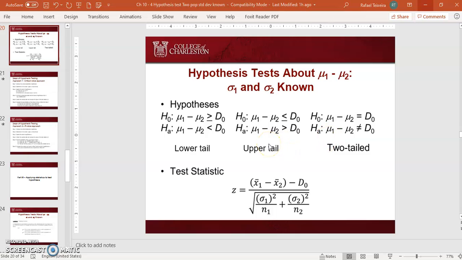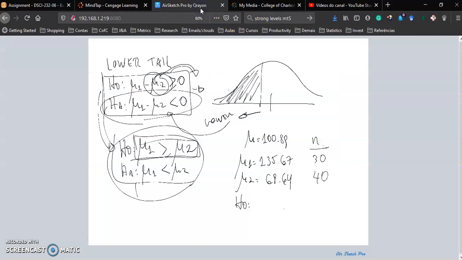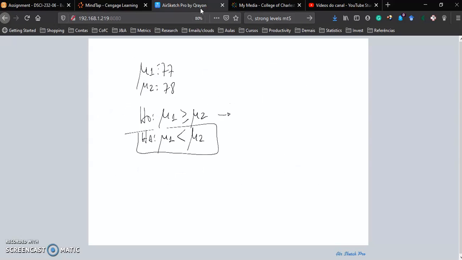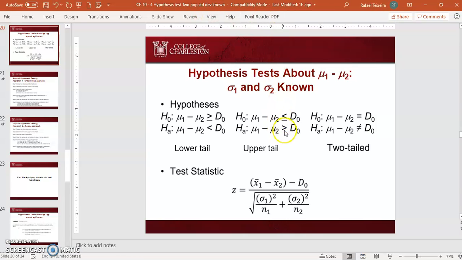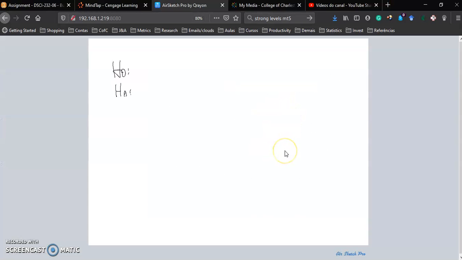And what I showed you was this process, let's say lower tail. And then I showed you one example. Let's take a look at one more. So let's talk about upper tail. Upper tail would be something like, let's take a look. This one is upper tail. So I'm going to do that.